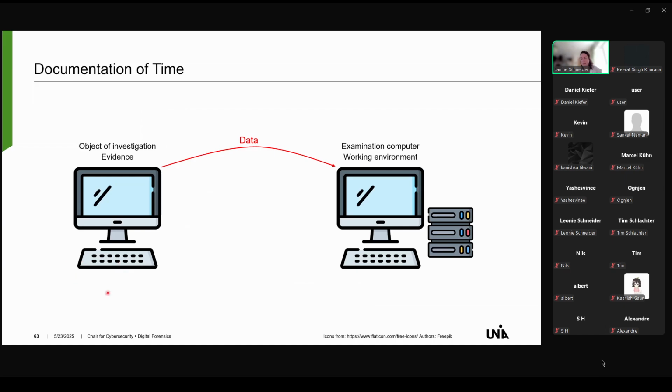Yeah, it's super important to know if the time is correct on the object of investigation, because you might draw wrong conclusions if you are not aware of, for example, the fact that the time was manipulated on the evidence. And for the examination computer, for the working environment, it's important to verify the correct time because of documentation reasons.